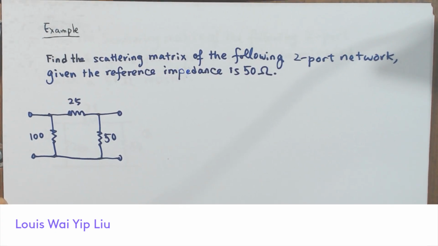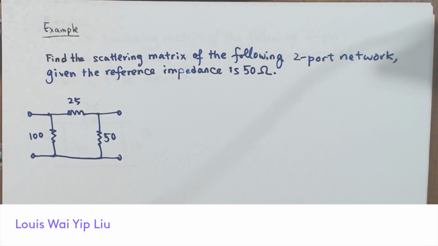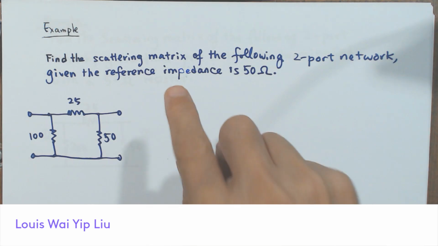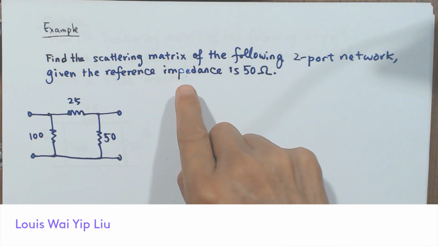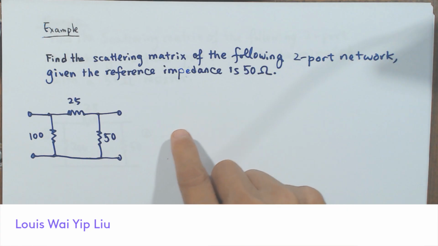In this video, I'm going to show you how to develop the scattering matrix for these two-port networks, assuming that the reference impedance is 50 ohm.